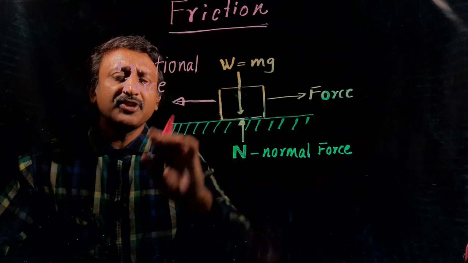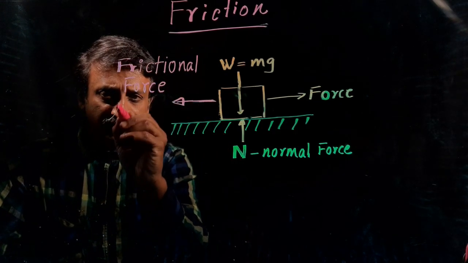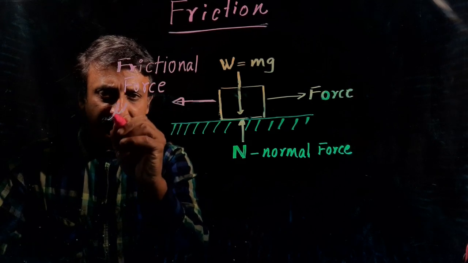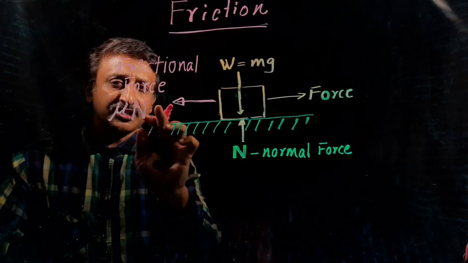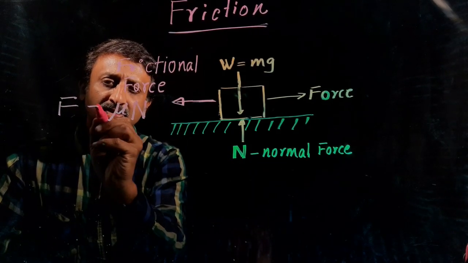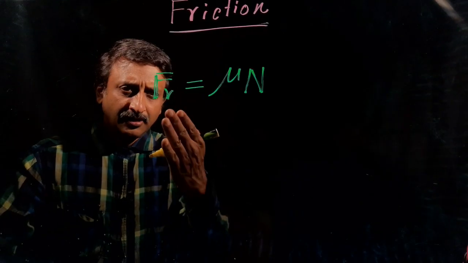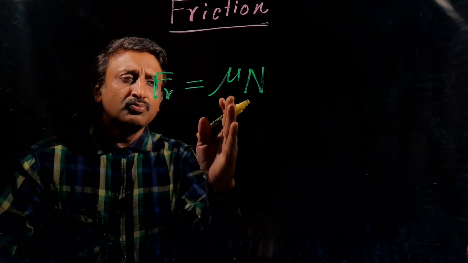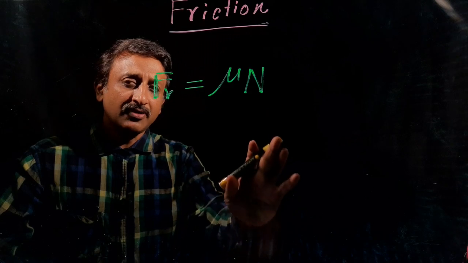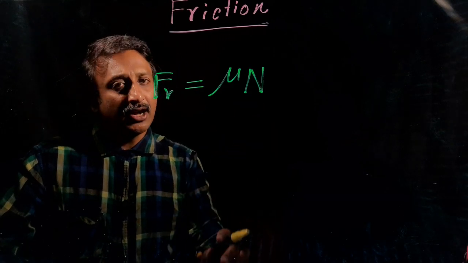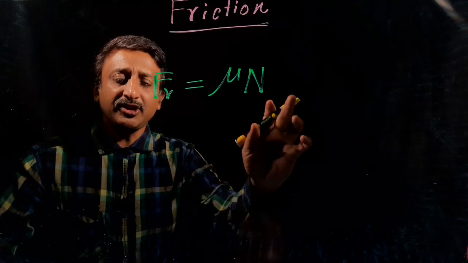So what will be the frictional force? The frictional force will be mu n, where n is the normal force. We have learnt the mu, right? Frictional force is always equal to mu n. Mu is the coefficient of friction and n is the normal force exerted by the object. This n always depends upon the weight of the object.